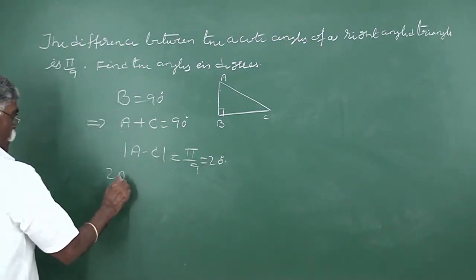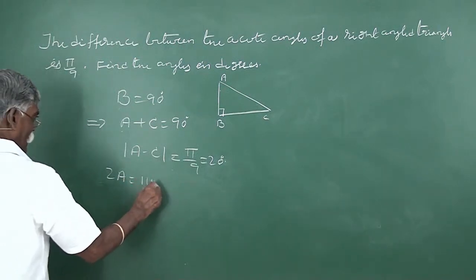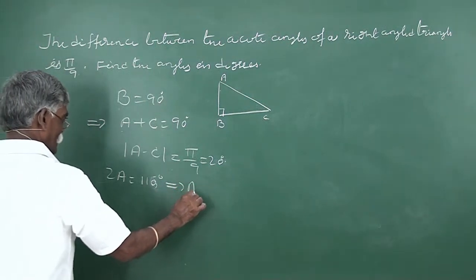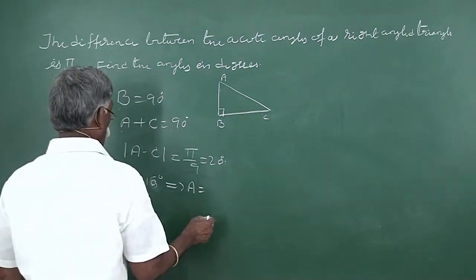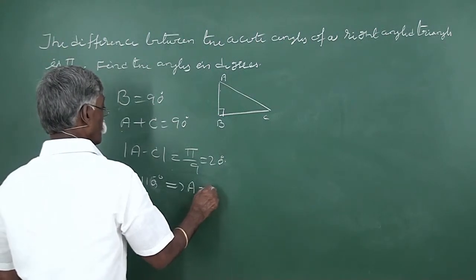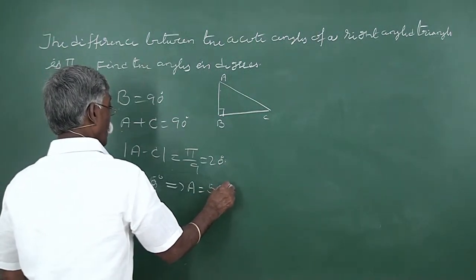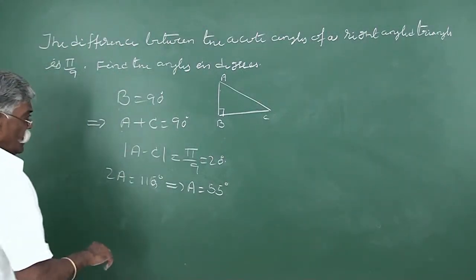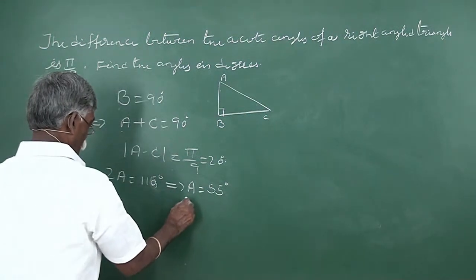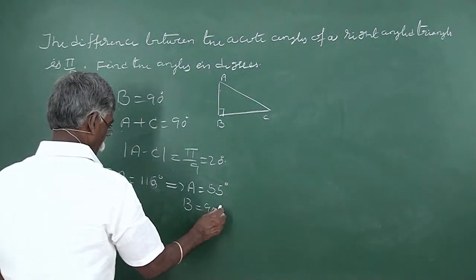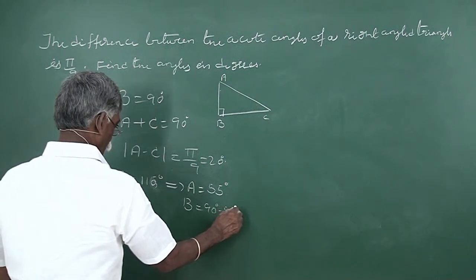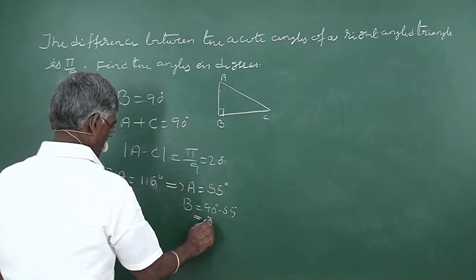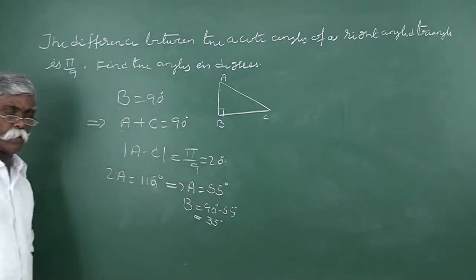So therefore 2A is 110 degrees, which implies A is equal to 55 degrees. And since A is 55 degrees, the other angle C is 90 minus 55. So it is 35 degrees.